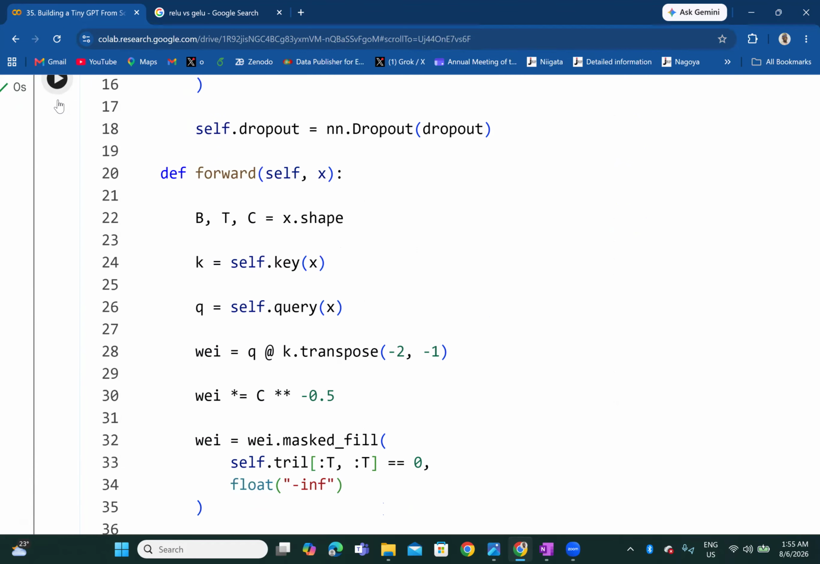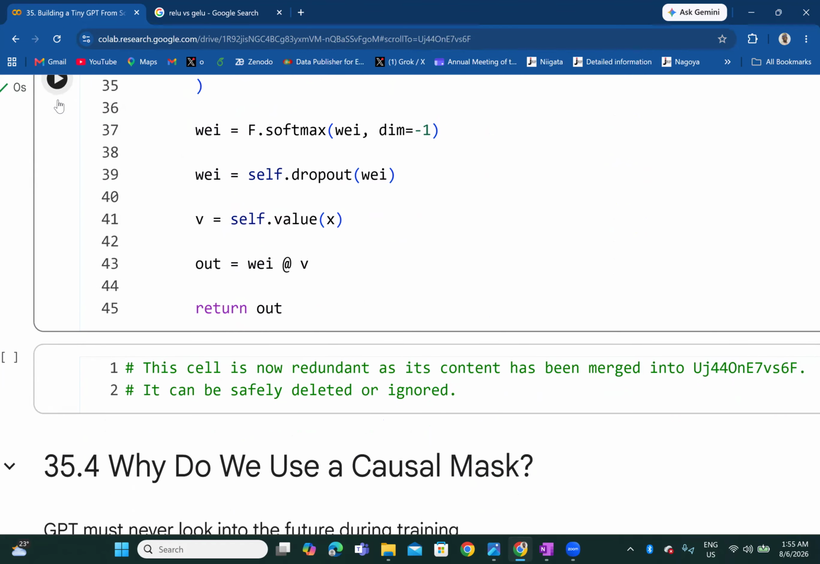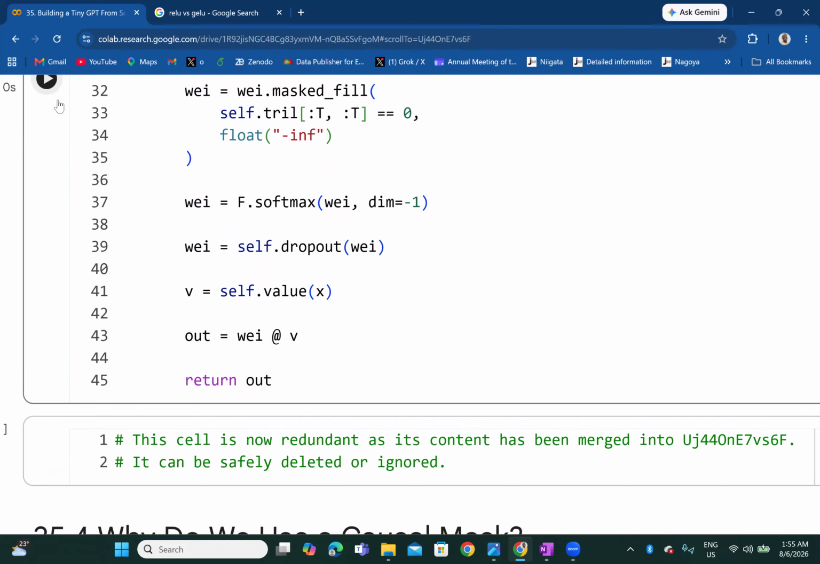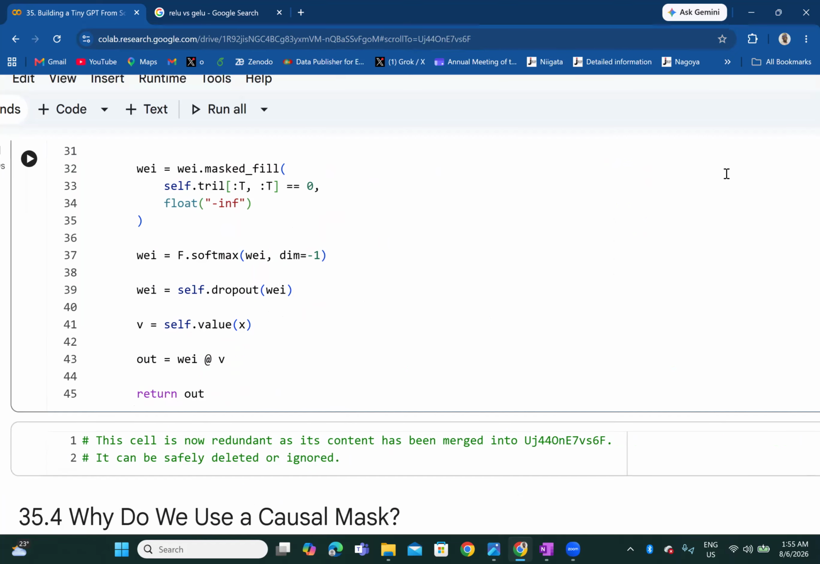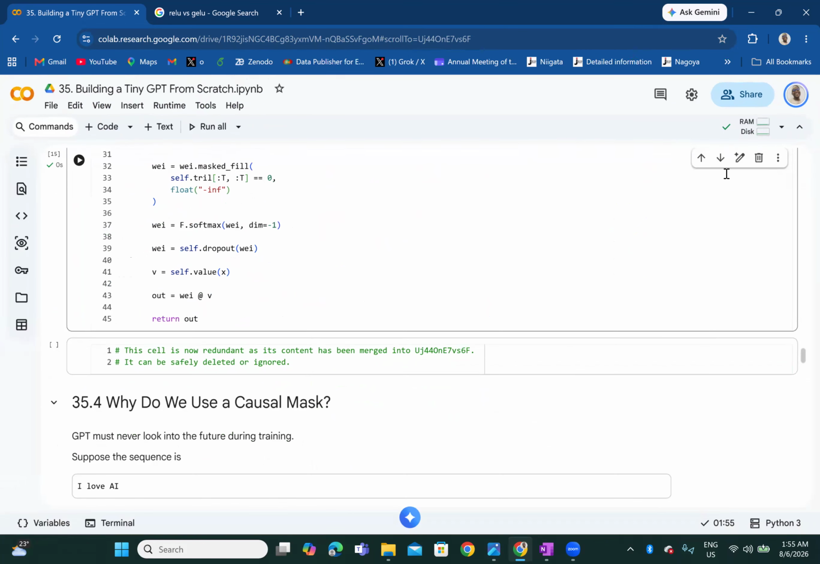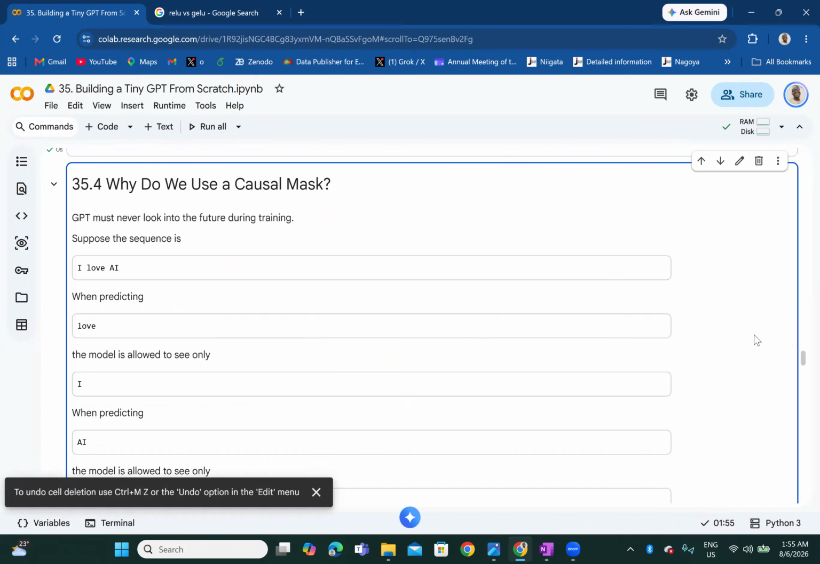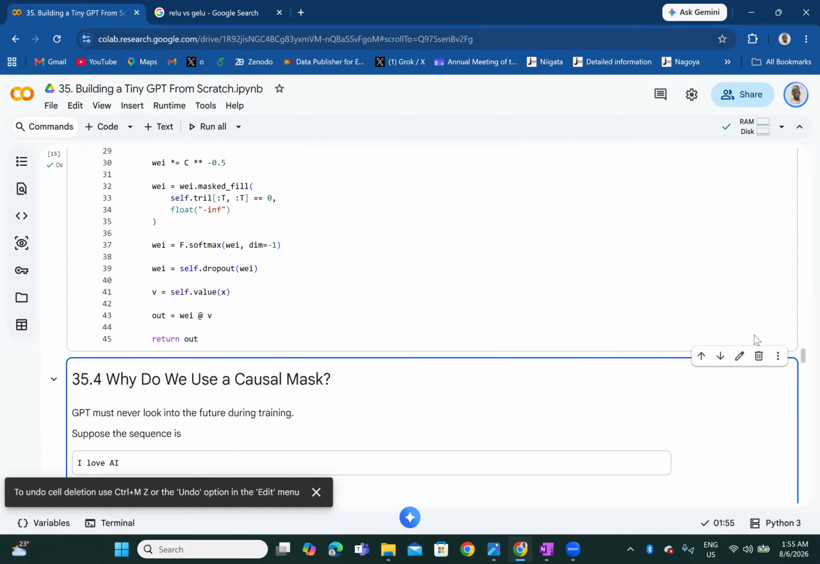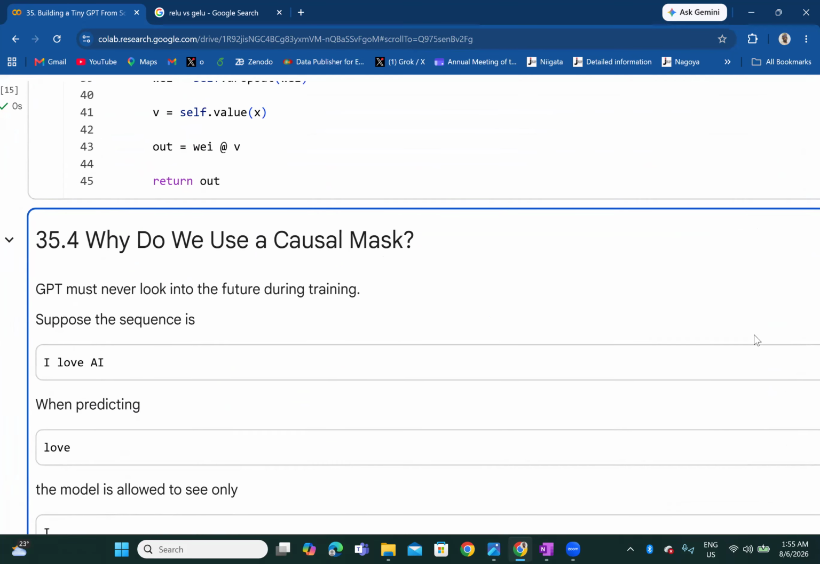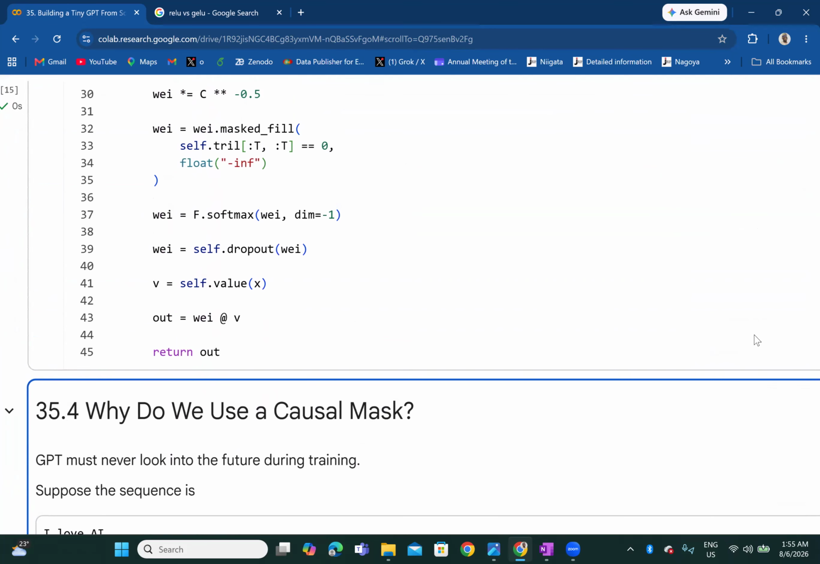So I run it, and then we have that. You're not seeing any result yet, right? Now this has to go because this is not necessary anymore. This goes. Now, I run that. So why do we use a causal mask?